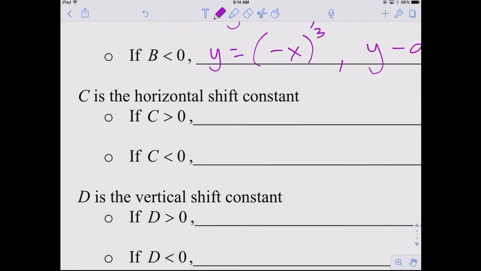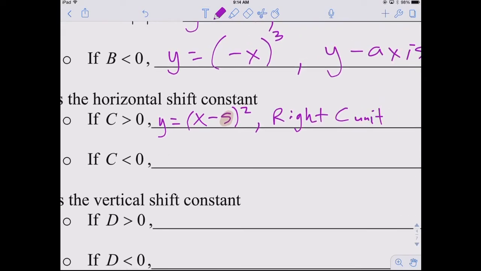All right, if C is greater than 0, these are your shifts. Here's your example. It would be like x minus 5 squared. Remember, the standard form is x minus c. So the c value is what follows the minus sign only. So in this case, c would be 5. That's going to move the graph what? Right c. We'll just put right c units. And again, it's the opposite of what it appears.